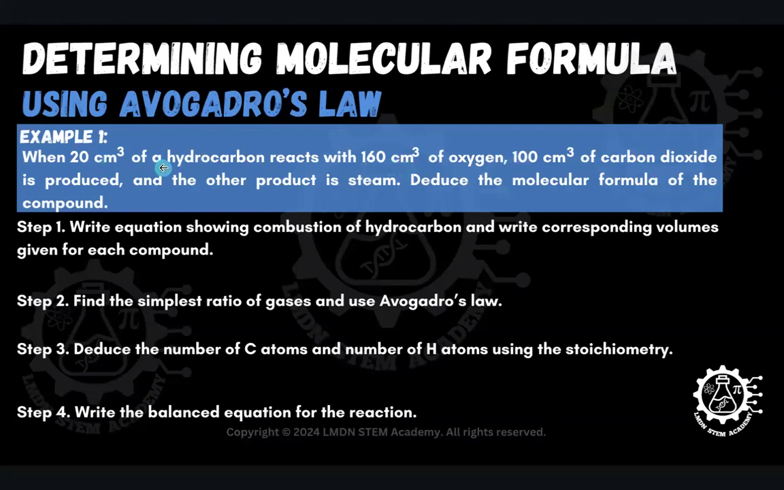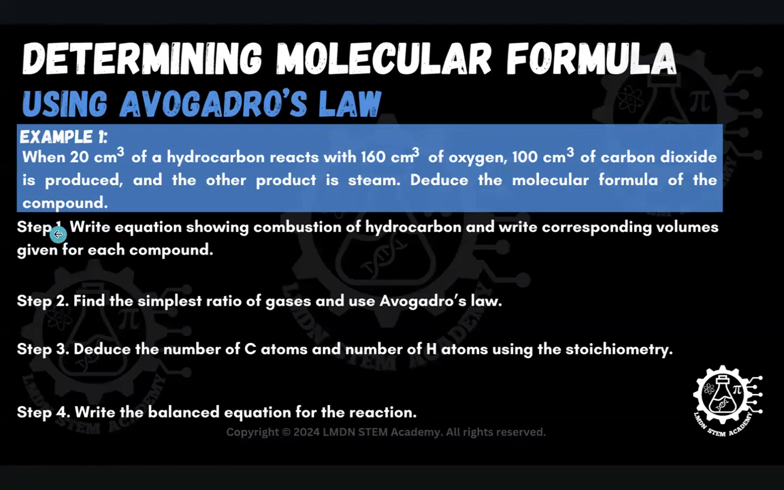Now, a key assumption here when they give you these volumes data is that you're under the same conditions of temperature and pressure. We don't know explicitly if we're at STP or RTP because they didn't tell us that, but we do know that we're under the same conditions of temperature and pressure for all of the gases. So that's an assumption that we can make in order to apply Avogadro's law.